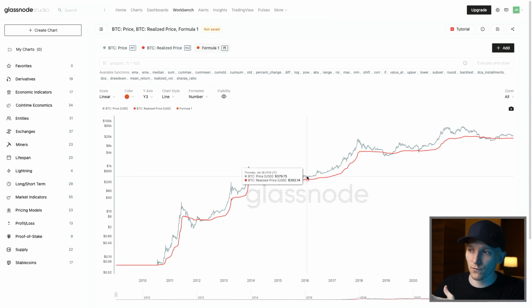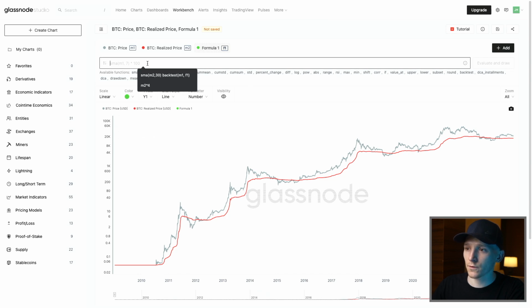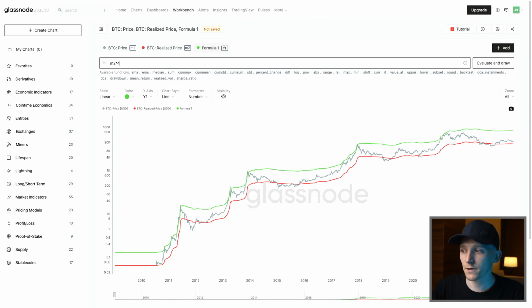It's actually really useful. What I'm going to do though is just take this formula 1. I'm going to make sure that we're on the same axis, so Y1. And then I'm going to have the color as probably green. I just want to show you how to manipulate the data right here. So we're going to go to M2, and I'm going to times that by 4. Just press enter, and that puts us on the chart. So all I've done here is just multiplied the realized price by 4.